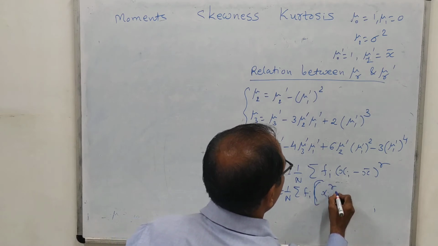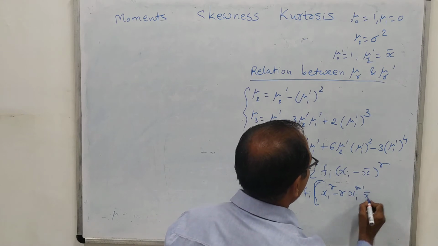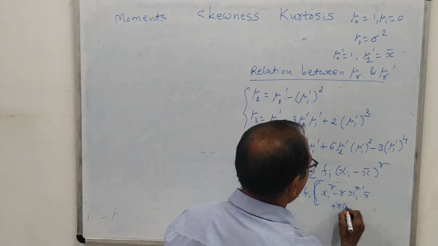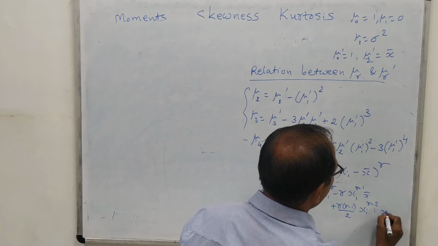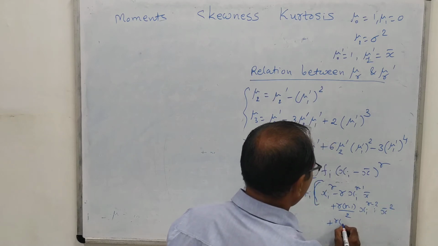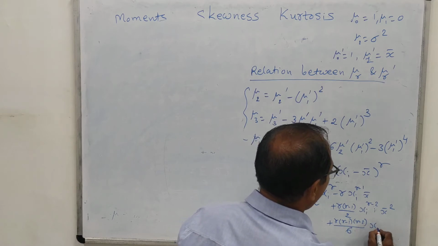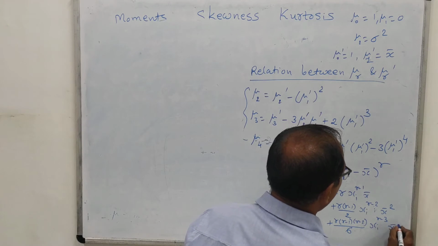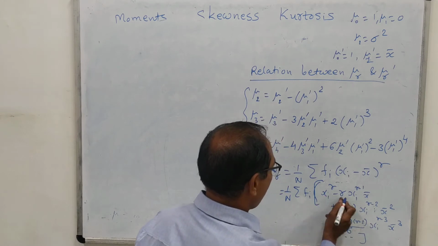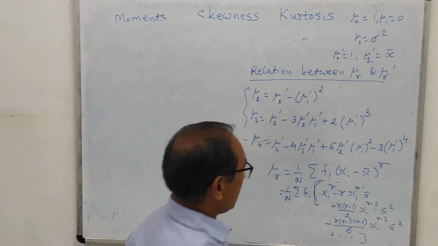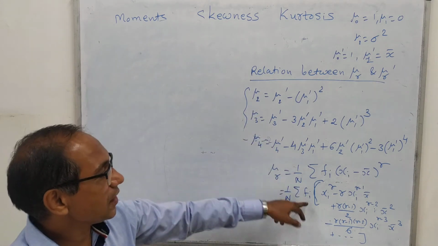xi raised to r minus rC1, that means r, xi raised to r minus 1 into x bar, plus rC2, which is r into (r minus 1) divided by 2, into xi raised to r minus 2 into x bar square, plus rC3, which is r into (r minus 1) (r minus 2) divided by 3 factorial, means 6, into xi raised to r minus 3 into x bar cube. You can proceed in this way, plus minus plus, then it will be minus. So you can put r equal to 2, 3, 4 to find out these formulas in a single step also.